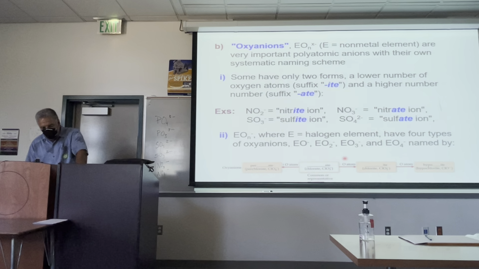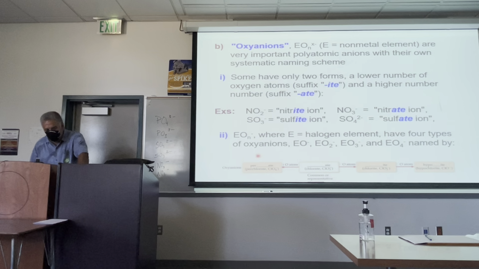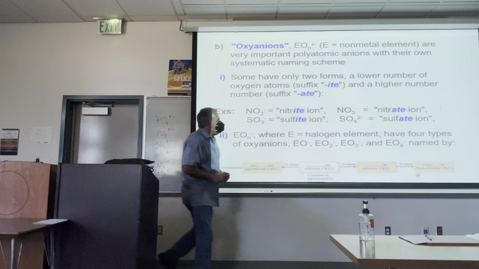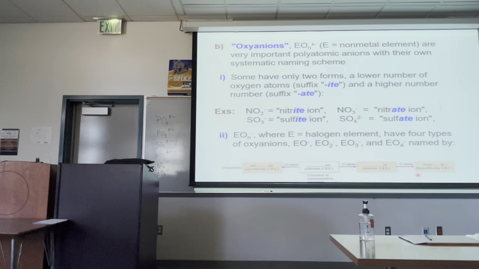And then EOn minus, where E is a halogen element, have 4 types of oxyanions: EO minus, EO2 minus, EO3 minus and EO4 minus, named with hypo, ite, ate and per. So for chlorine: perchlorate, chlorate, chlorite, and hypochlorite, right? That's our other favorites. ClO4 minus, perchlorate, right? And I think you should know this series.